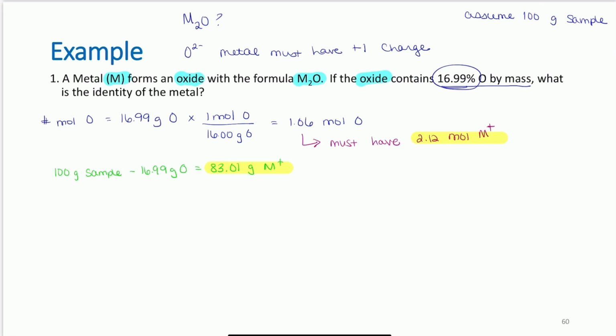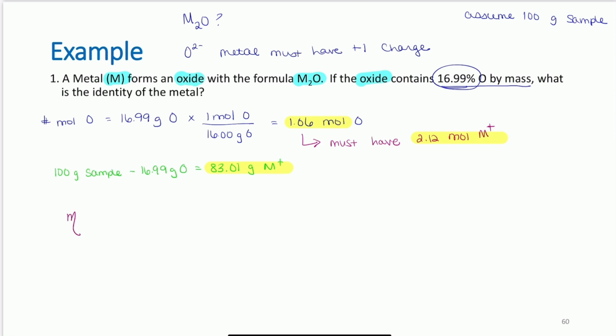I found the moles of oxygen I have, and I found that I had 1.06 moles of oxygen. If I have 1.06 moles of oxygen, I must have 2.12 moles of M2. The law of fixed and law of multiple proportions tells me that. It's in a set order.